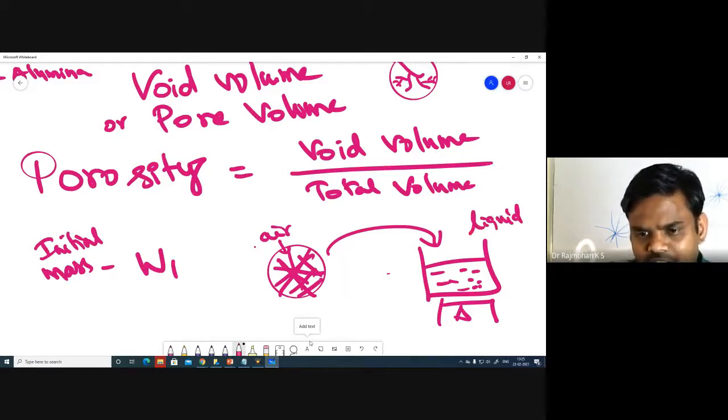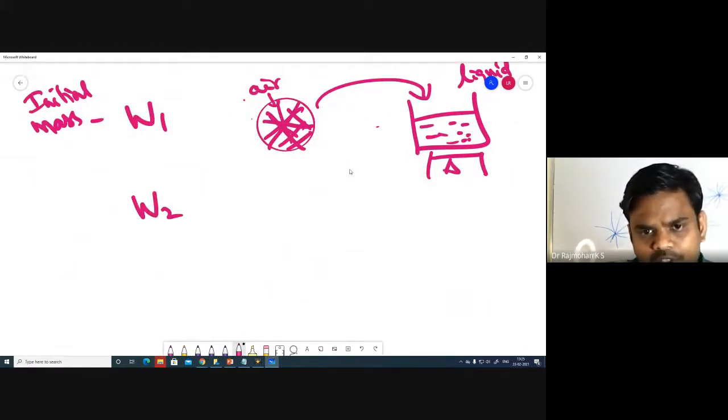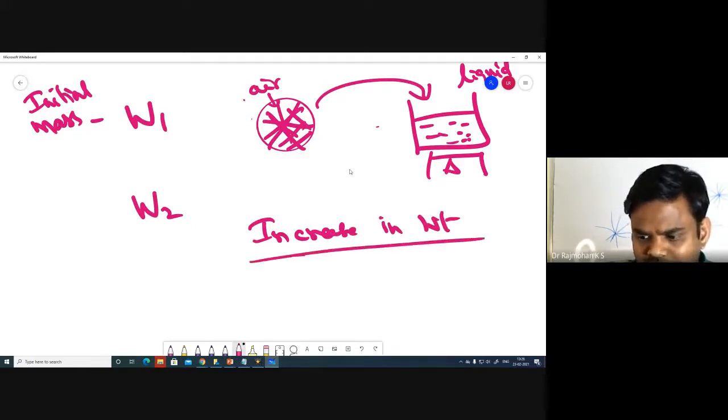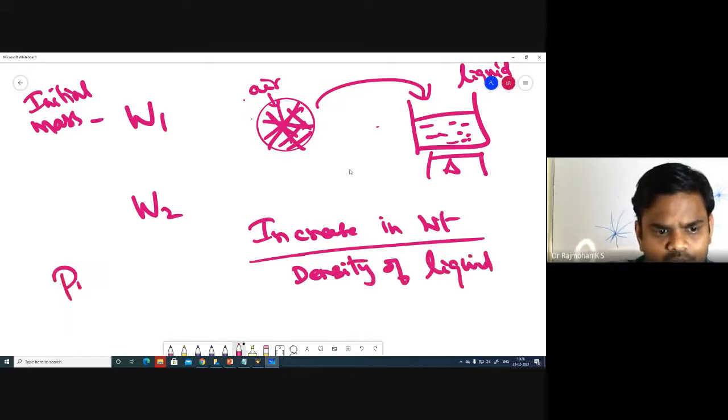Then the sample is taken out and superficially dried, meaning the outer surface is dried. If we take the weight W2, the air is displaced by liquid, so you have a difference in weight. That increase in mass, divided by the density of the liquid, gives us the pore volume.